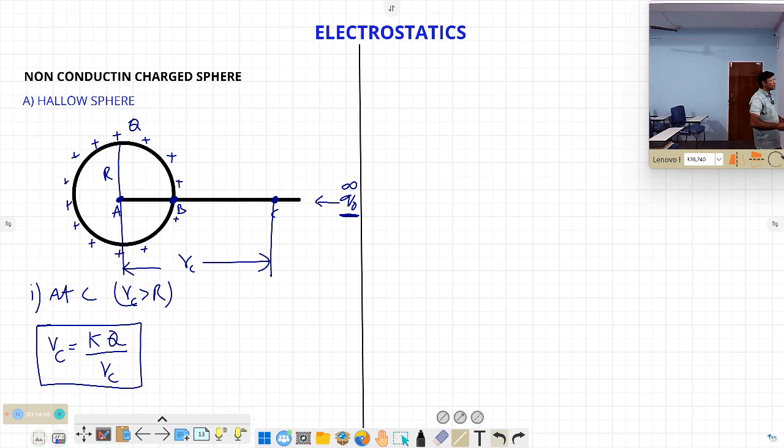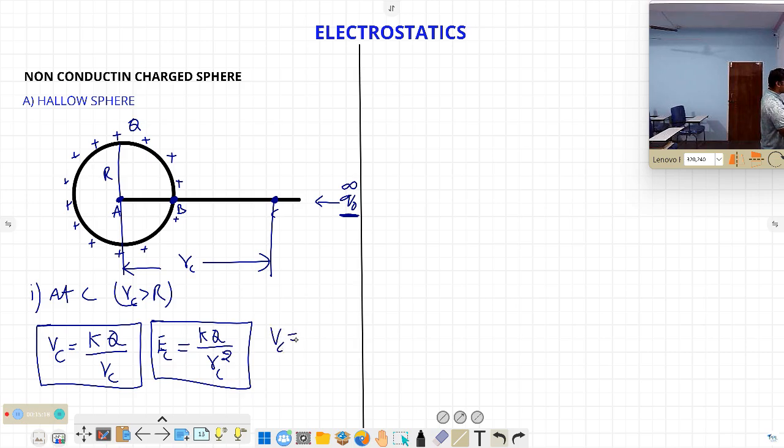Next, in this case, what is the electric field? Electric field at this C point is not 0 because we have a charge. So K Q by r square is the formula here. Okay, small r square is the formula, RC square is the formula for this. So I can conclude the points here: VC is not equal to 0 and EC also not equal to 0. That means at C point, potential is not equal to 0, electric field also not equal to 0.